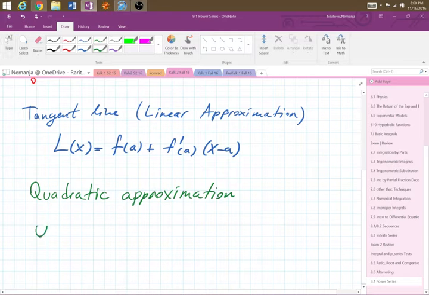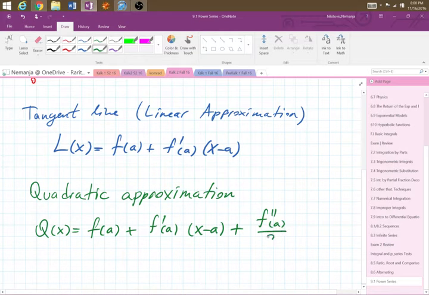Shall we call it Q of x? It's going to be f of a plus f prime of a times x minus a. And here is the quadratic term, the new one. There it is. So this would be quadratic approximation.